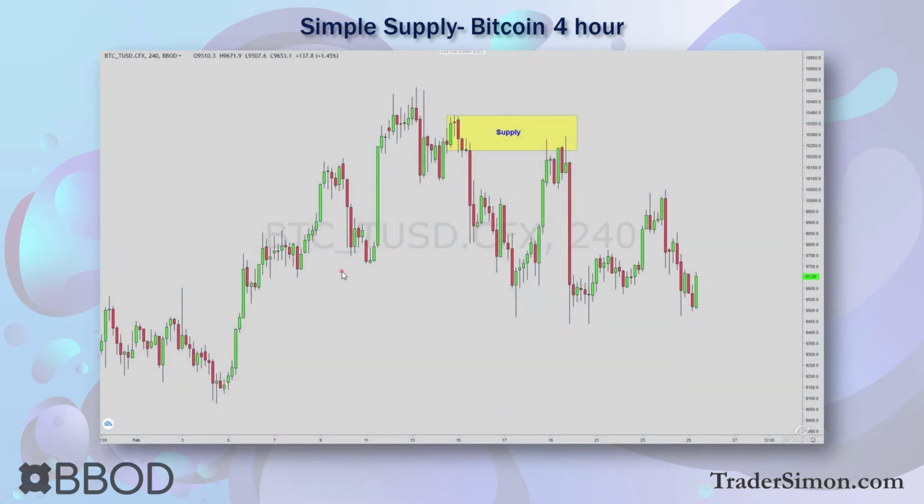So here's an example of a supply zone on Bitcoin. It's just a screenshot of a Bitcoin chart. I don't know where the current price is at the moment, but you can see this is the base. The stop loss will go above here, and the market consolidated for a short amount of time, and then we had a very fast move down, and when it came back to the zone, that is where you would sell, and then we had a move which continued down.